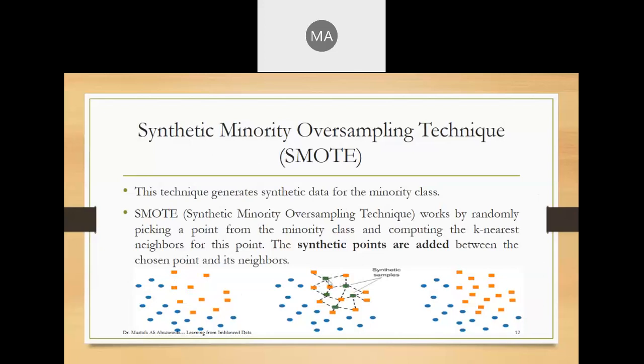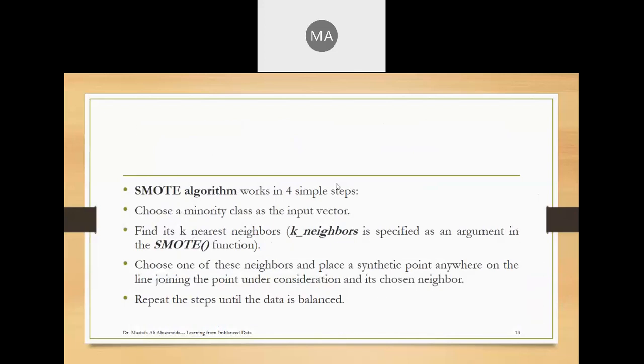That means that we add more cases based on the similarity of cases that are close to each other from the same class. So it's somewhat different from the previous one. We enlarge the minority class, adding more cases until we get an equal number of cases from the blue and the orange classes. These are the basic steps of the SMOTE algorithm.